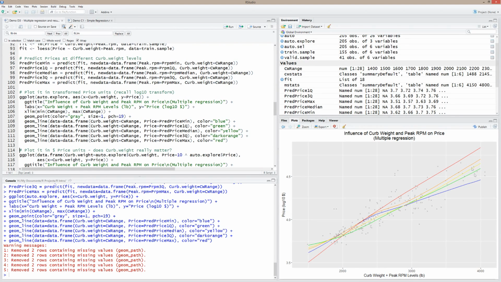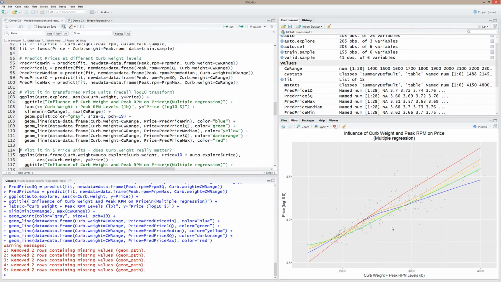But the most interesting is the red line, which is the engines which rev very fast. Those cars, it looks like, at the lightest cars, the curb weight here is the lightest, they're the cheapest. You may have seen some cars which sound like a lawnmower. They're small, they rev fast, they're cheap, and they're not very powerful, so they have the lowest price.